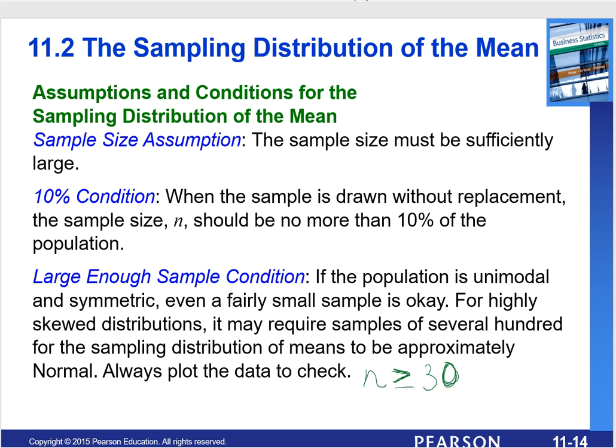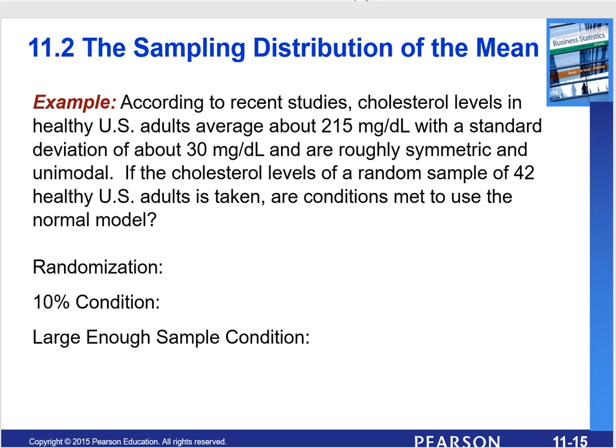Let's do an example, because I've been talking too much. Alrighty, so according to recent studies, cholesterol levels in healthy U.S. adults average about 215 milligrams per deciliter, with a standard deviation of about 30 milligrams per deciliter, and are roughly symmetric and unimodal. That's important because that's telling us shape. It's already looking kind of normal. If the cholesterol levels from a random sample of 42 U.S. adults is taken, are the conditions to use the normal model met?